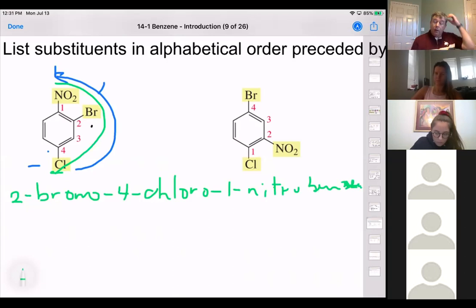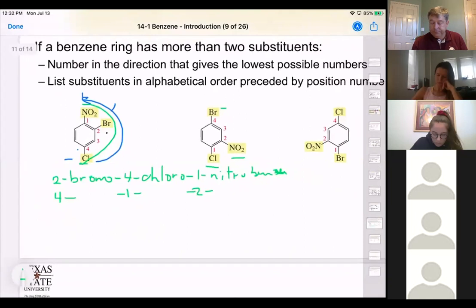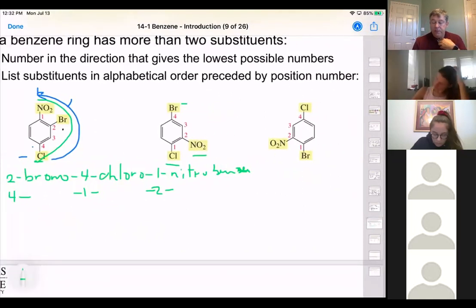All right, so we are using our same rules of putting them in alphabetical order and lowest number possible. So this other isomer here, because we've moved the substituents a little bit, is going to change the name to 4-bromo, 1-chloro, 2-nitro. So only the numbers change because none of them change the name of the benzene ring, okay? And then of course, this would be another isomer of the same 3 substituents.